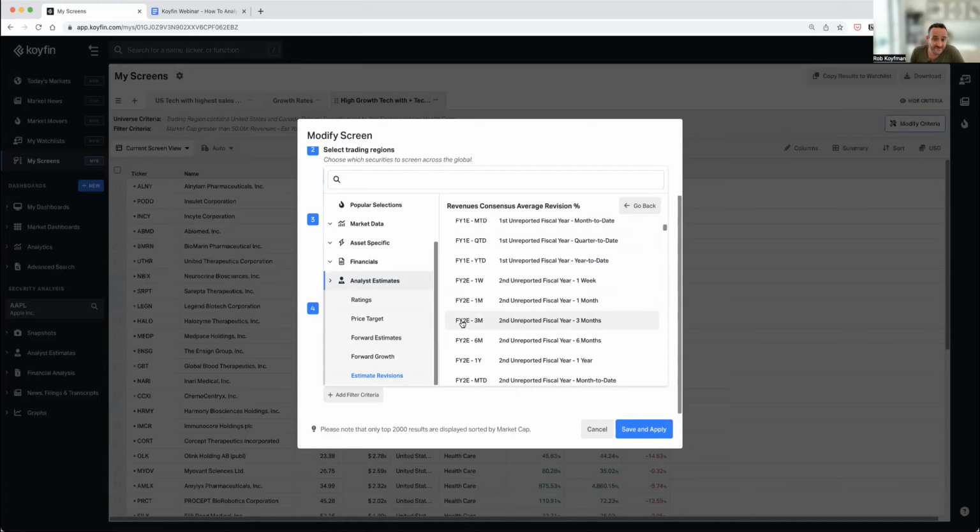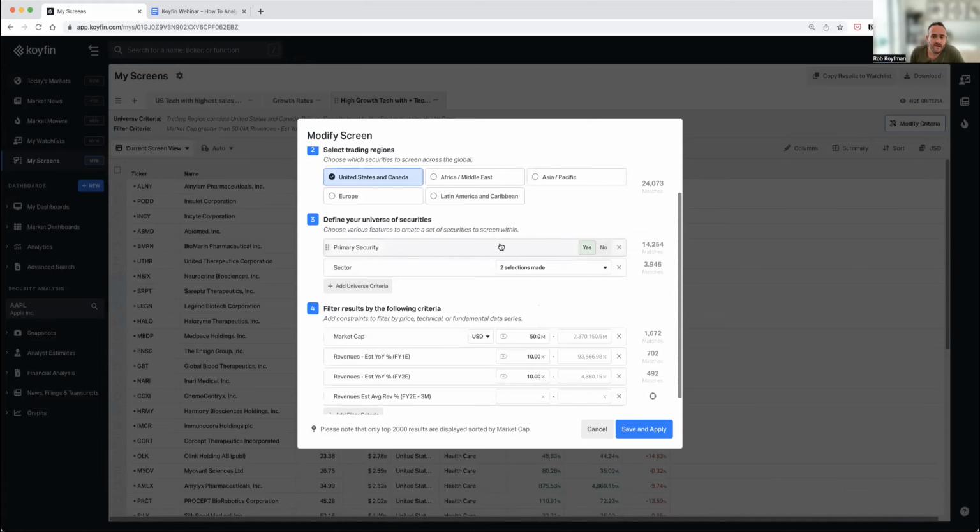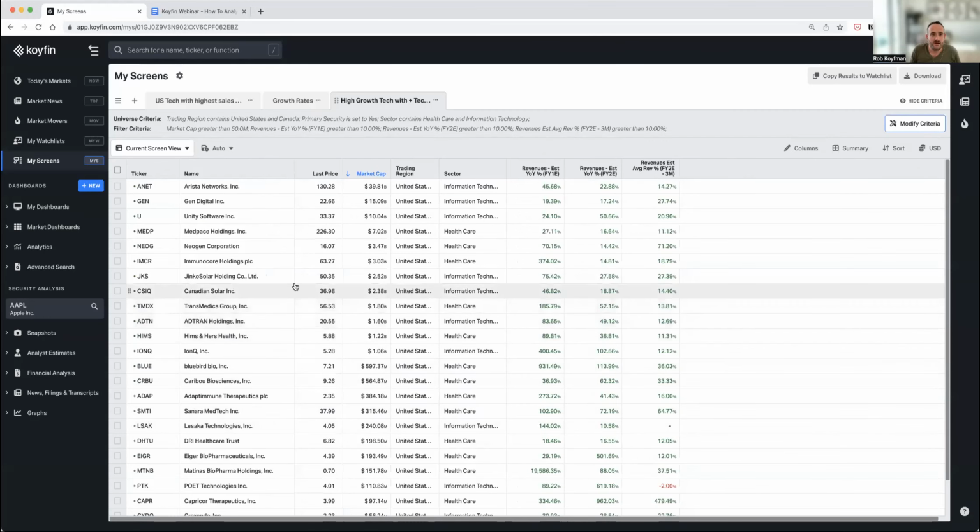So I'm going to look at this figure, which is FY2E, 3-month revision. I'm going to select it. What that's going to tell me is, hey, this is the range, minus 68% to 479%. And let's say the minimum I want is just anything that's been upgraded more than 10% over the past 3 months, right? That's what I'm looking at, 3 months. And now I have 25 matches.